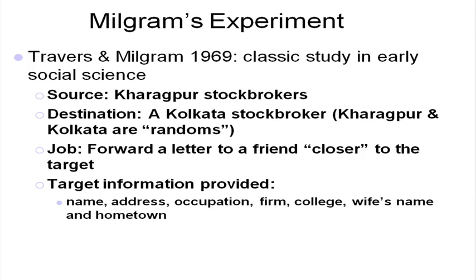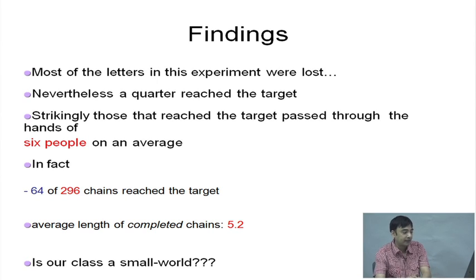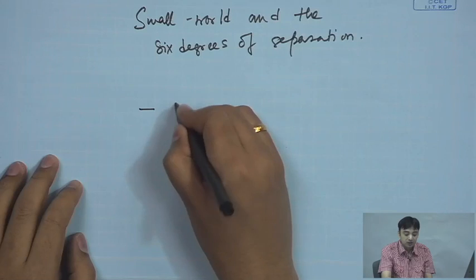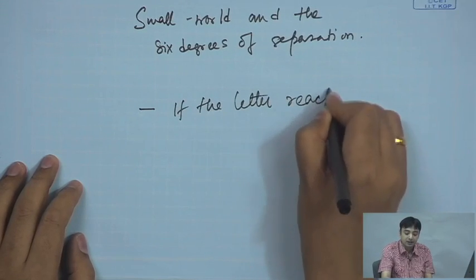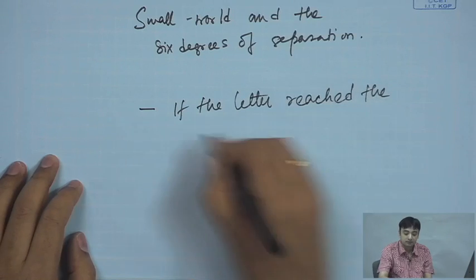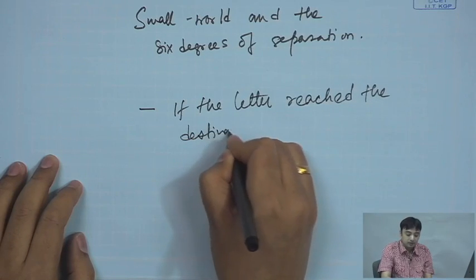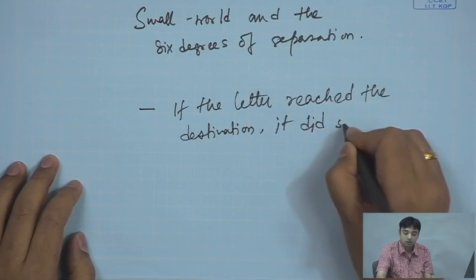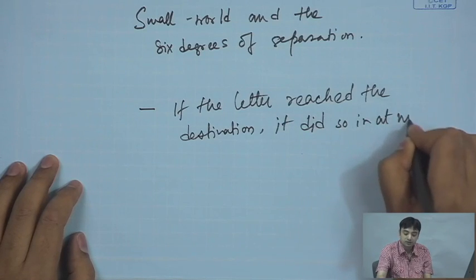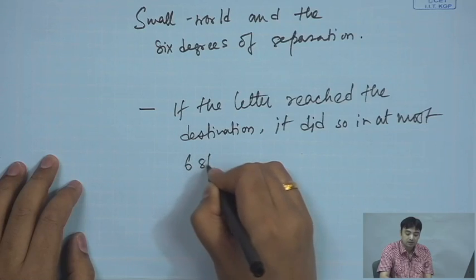So, what came out of the experiment that they performed was something like this: if the letter was to reach the target, it would reach in roughly 6 steps. So, if the letter reached the destination, it did so in at most 6 steps.